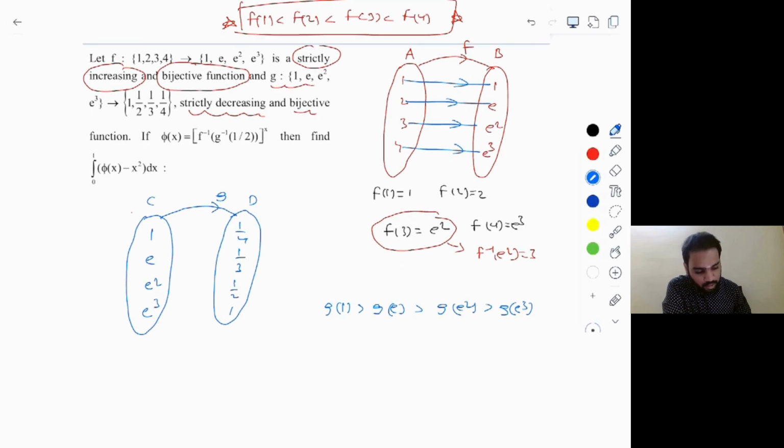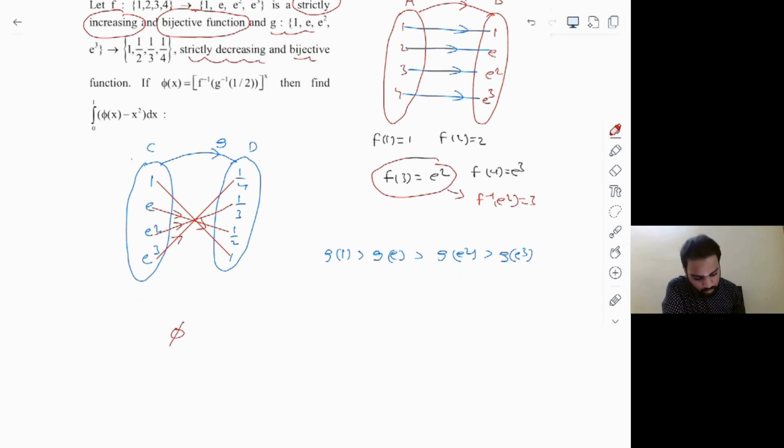And that is the reason the one and only one possibility is g of 1 should be mapped to 1. Okay. And then g of e should be 1 by 2, e square should be 1 by 3, and e cube should be 1 by 4. This is the only case where the order of the elements will be reversed here. Observe carefully, g of 1 is 1, g of e is 1 by 2. So clearly the outputs are in strictly decreasing order. Okay. Now you know what to do very well. Because if you look at the function, our required part is phi of x is equal to f inverse of (g inverse of 1 by 2) whole to the power of x.